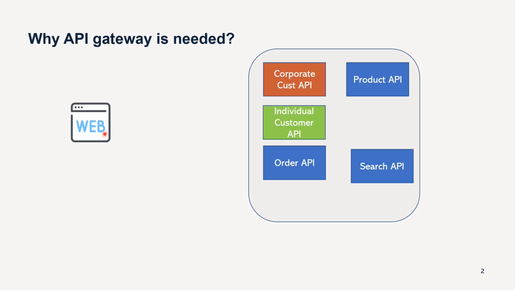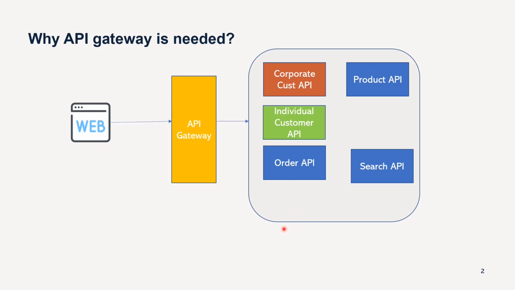So how do we solve this, right? The changes which are bound to happen because of the ever changing business requirements, you want to abstract away these changes from the UI component or any consuming component, right? So the answer is the API gateway.